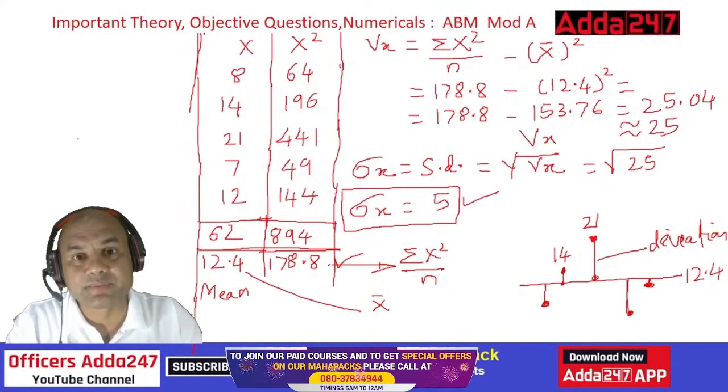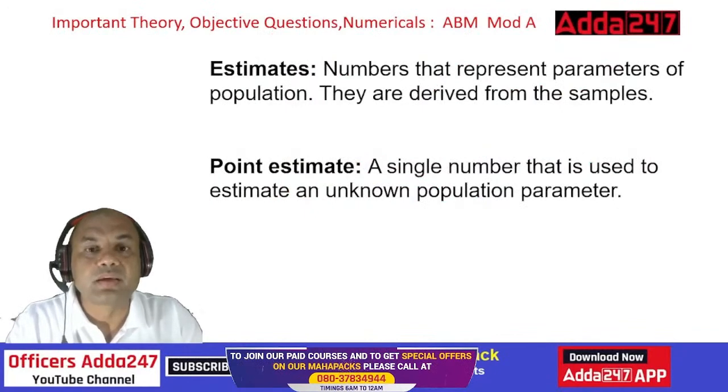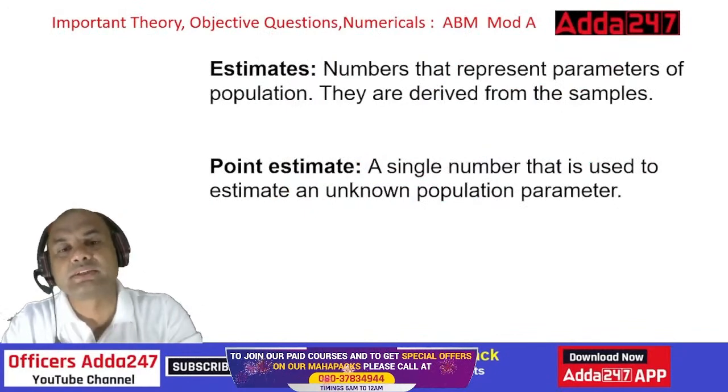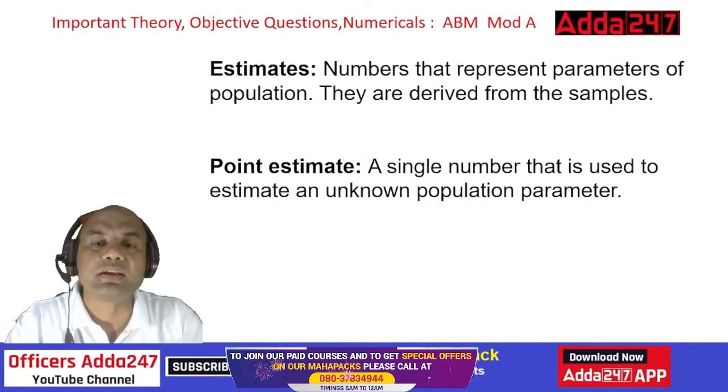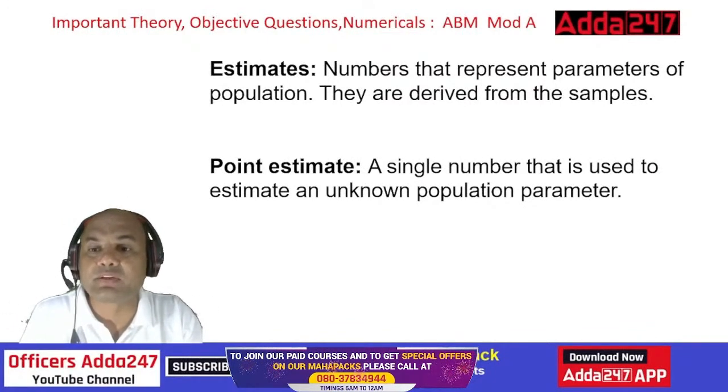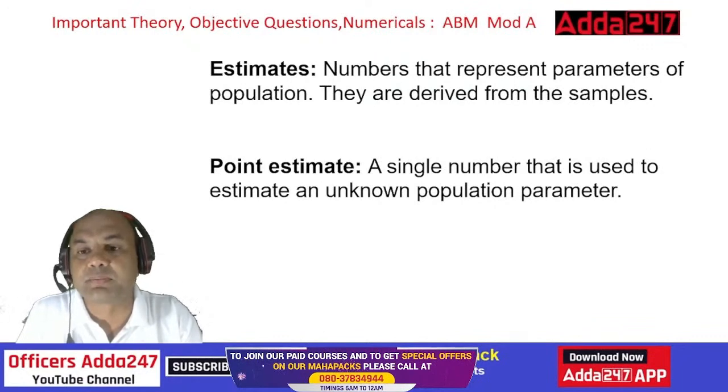5 marks, many times it comes. Okay. So now let's go to the theory part. Estimates. What is an estimate? A number that represents parameters of the population. See here, parameters of the population. Your target is always the population.